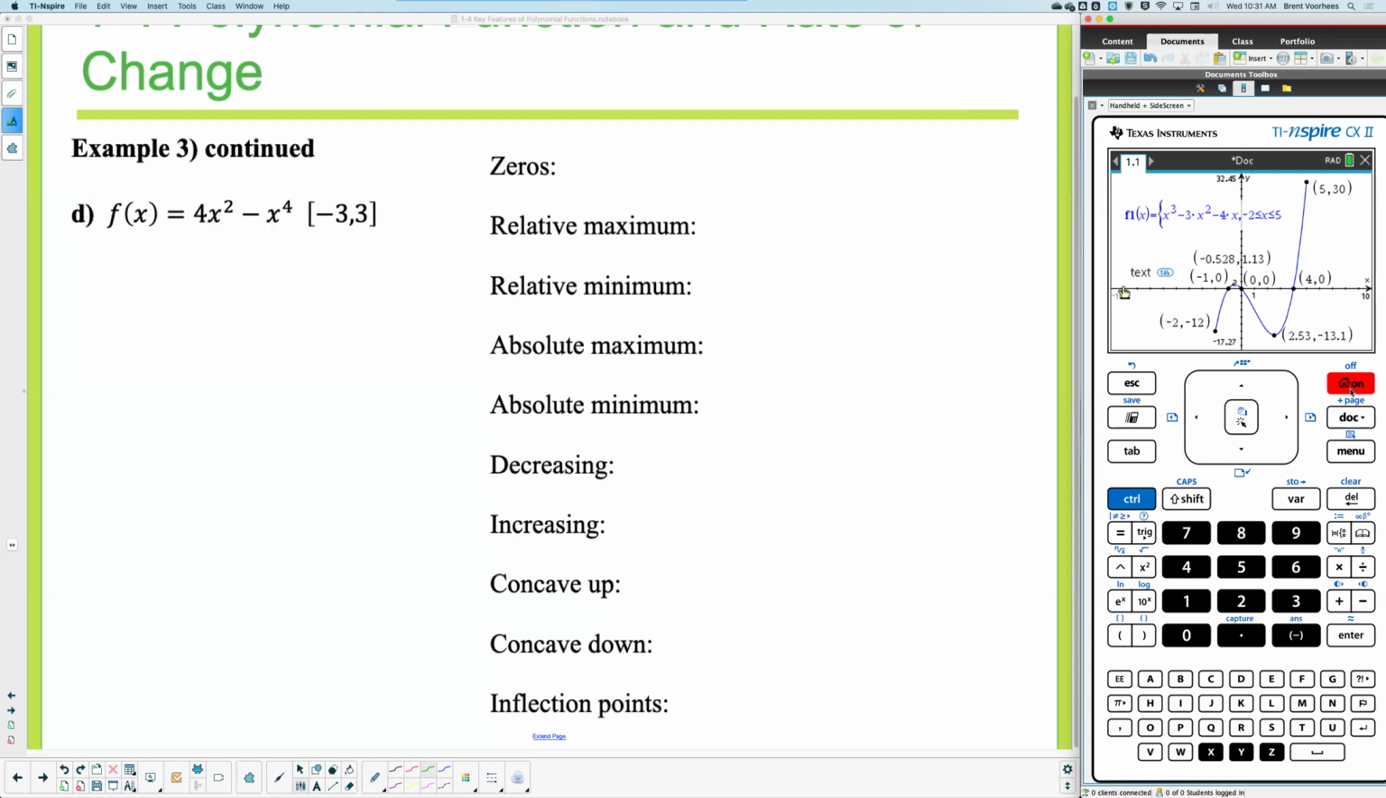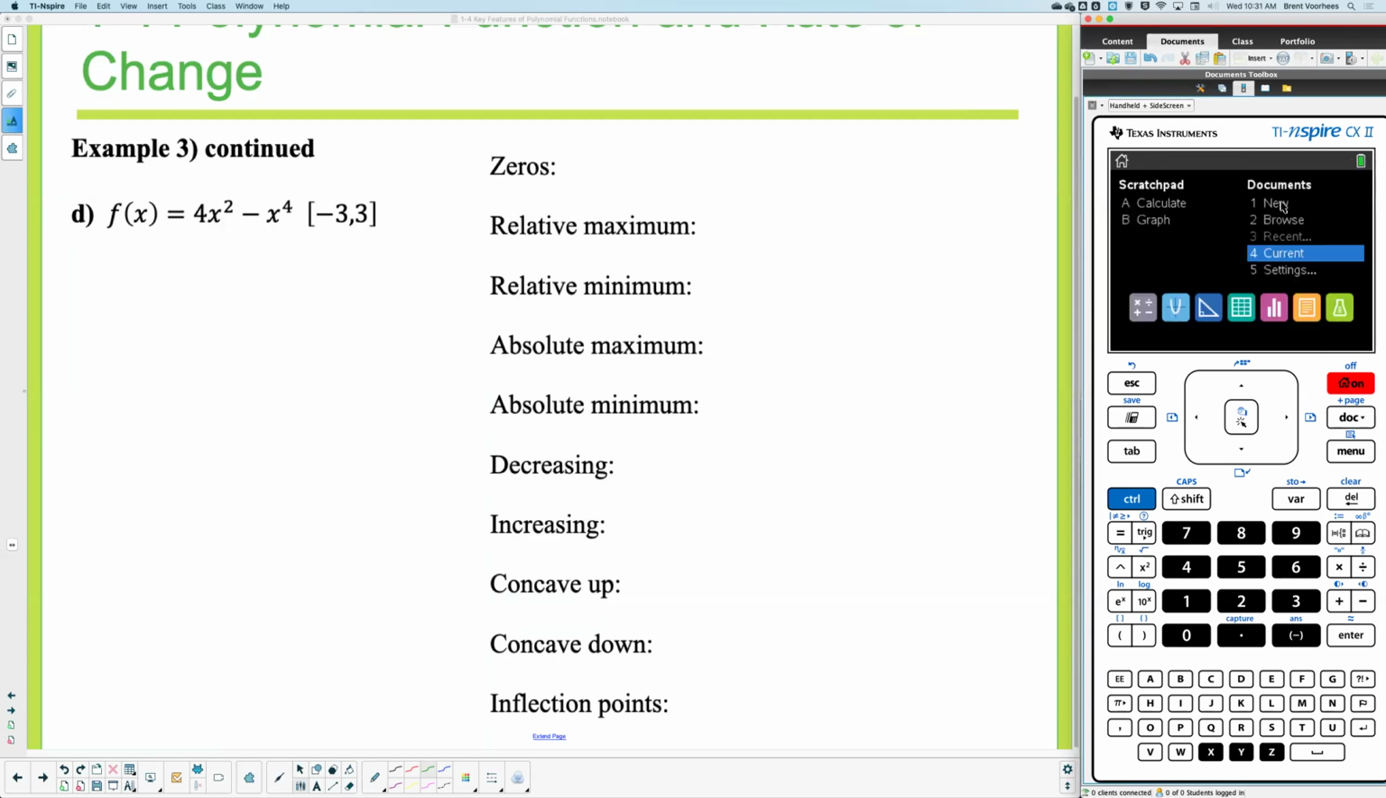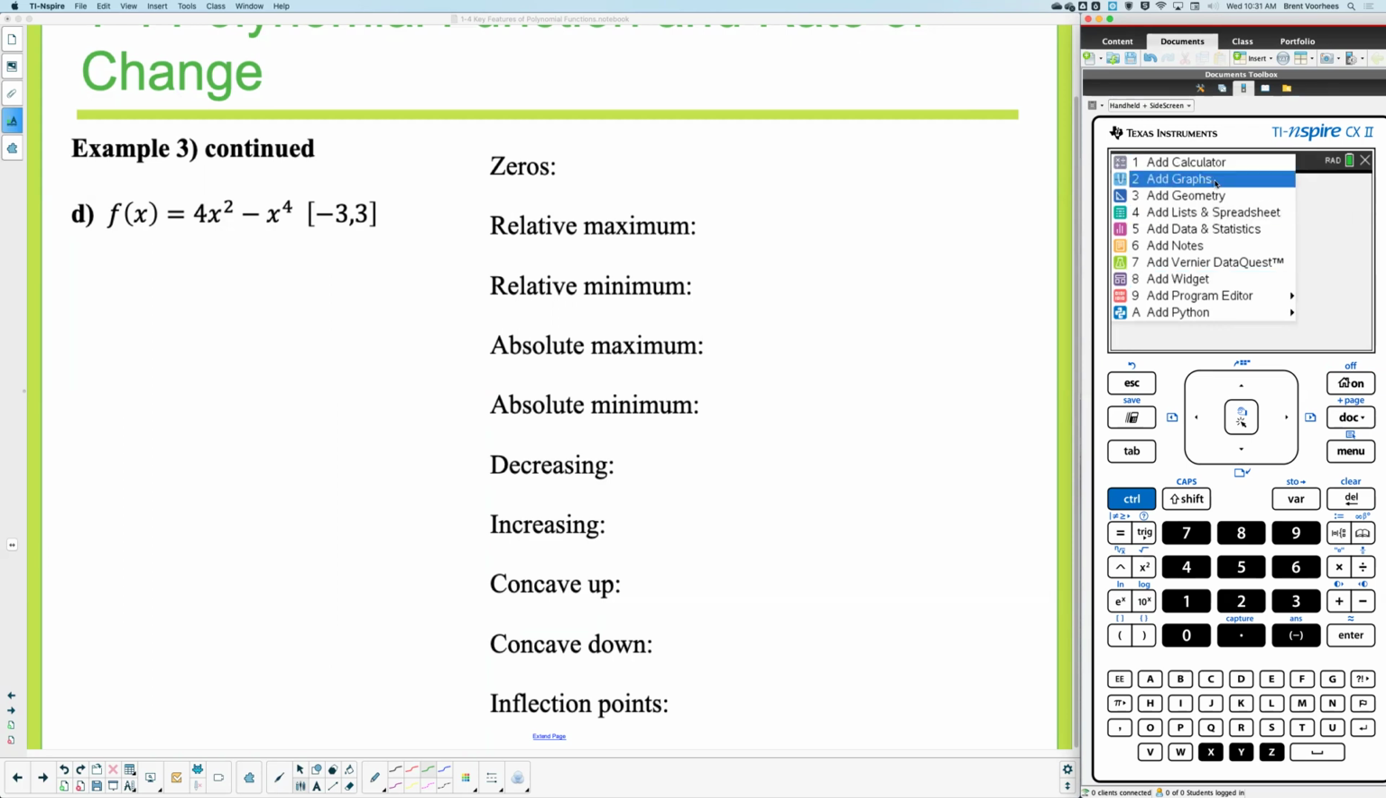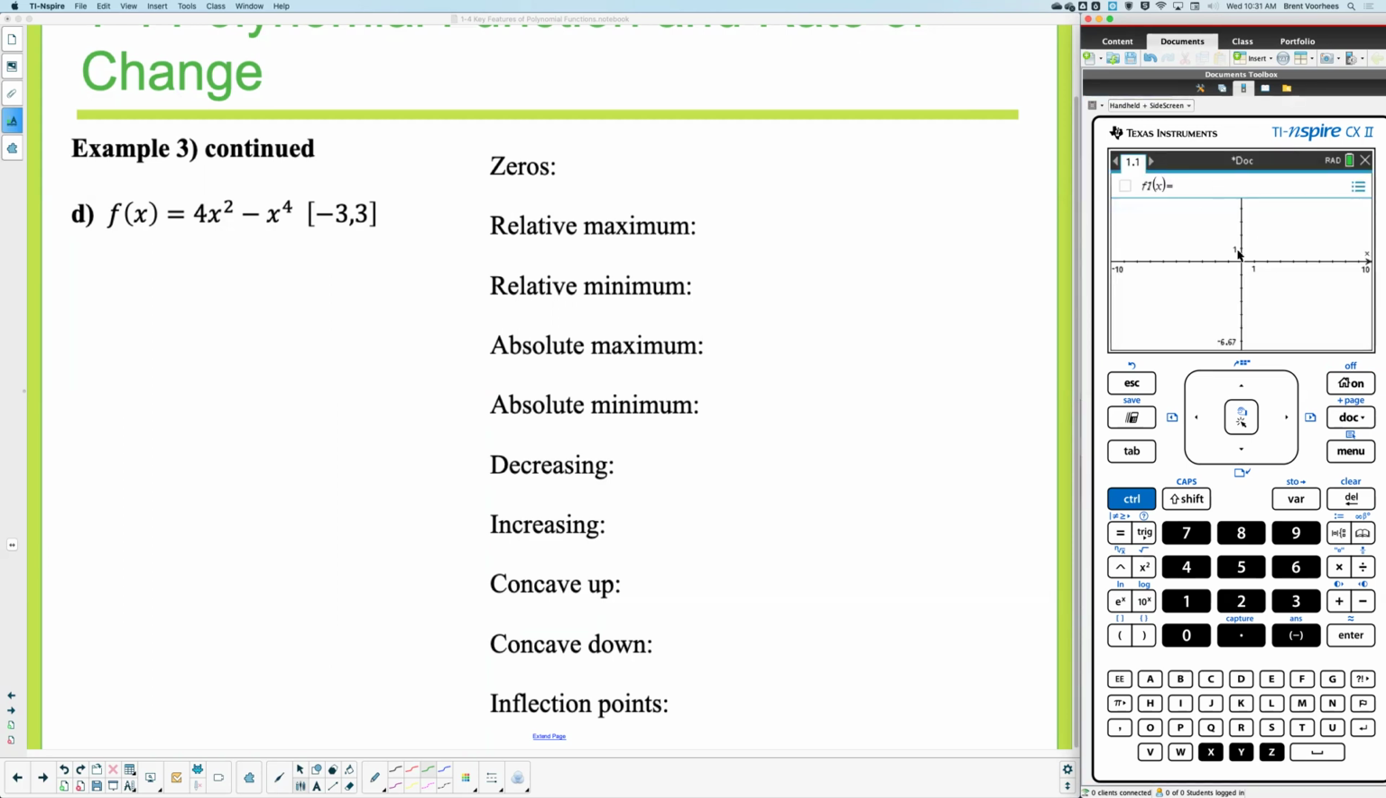Okay, so last time here, I'm going to go home screen, new document. I'm going to say don't save. We're going to add a graph. I'm going to type in this equation, 4x squared minus x to the 4th. We're going to restrict the domain, so I want to do the pipe. And we're going to restrict it from -3 less than or equal to x, which is less than or equal to 3.